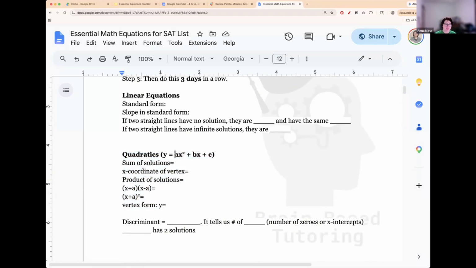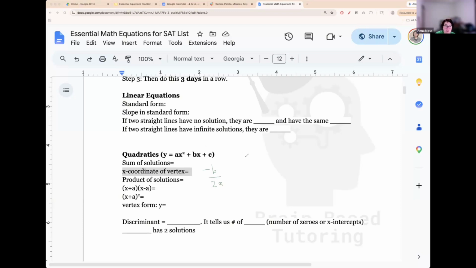So quadratics, these are your ax squared plus bx plus c. Now, the x-coordinate of the vertex, this is really important. It comes up a lot, and that's going to be negative b over 2a. Now, a lot of people know this already. You might know that it comes from the quadratic formula, right? Remember in the quadratic formula, you've got your negative b plus or minus the square root of some stuff divided by 2a. So that's where this comes from. Your vertex is going to be at negative b over 2a.